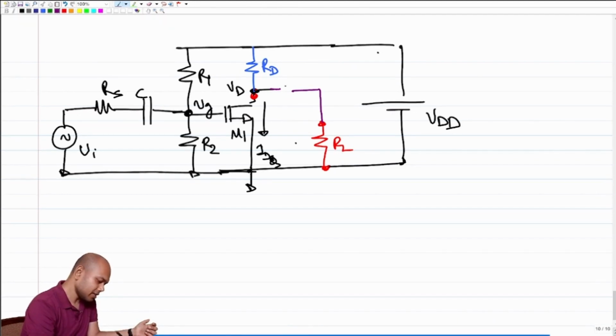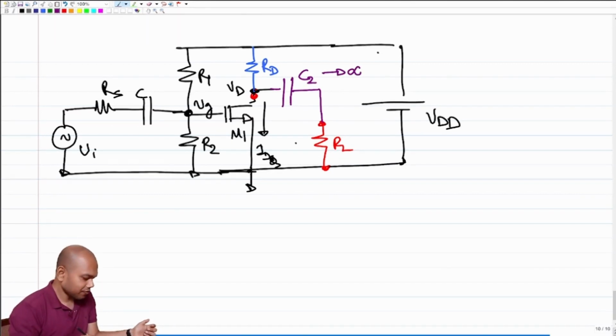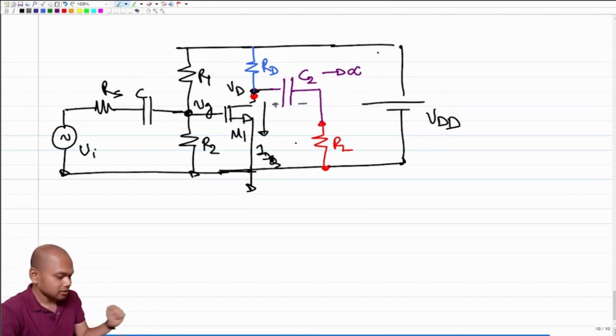So we'll use a capacitor. Let me call this C2, and let's assume C2 tends to infinity, right? So what will be the voltage across C2 under DC condition?